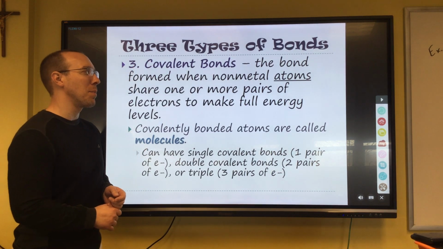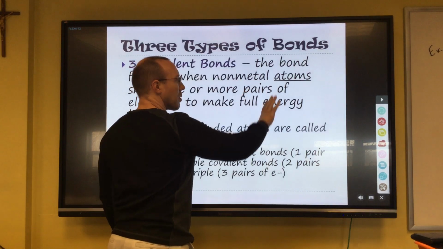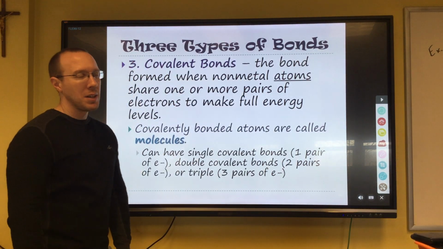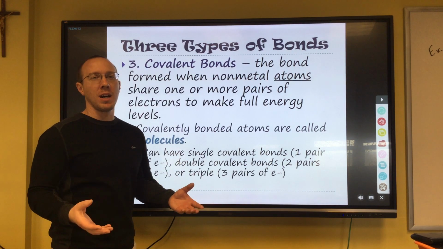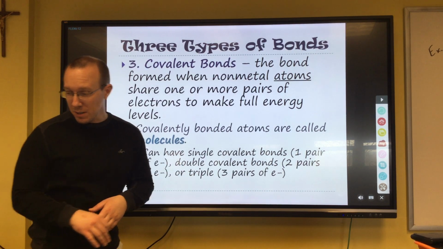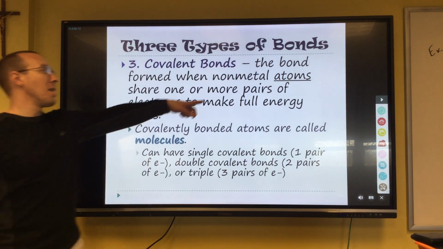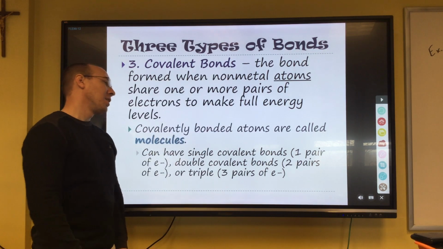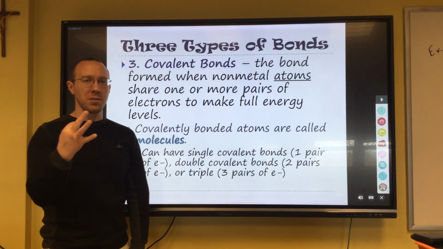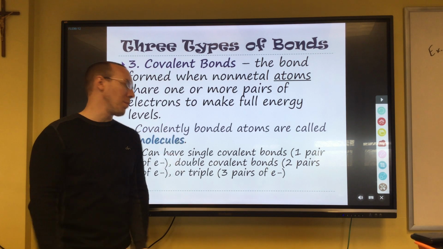So these are nonmetals. It's not a metal and a nonmetal, it's all nonmetals bonding together. If you go back and look at the periodic table, we have this small section in the upper right-hand corner of nonmetals. So there's not a whole lot that go into it, but there are still a lot of compounds made. Nonmetals share one or more pairs, so at most we have up to 3 pairs. Single, double, or triple bond.